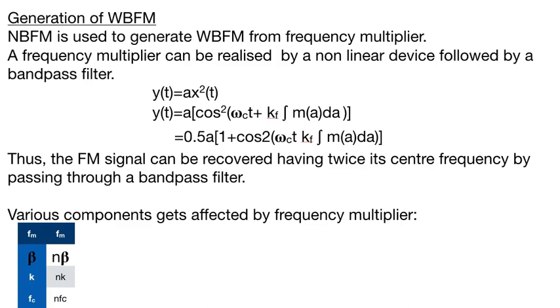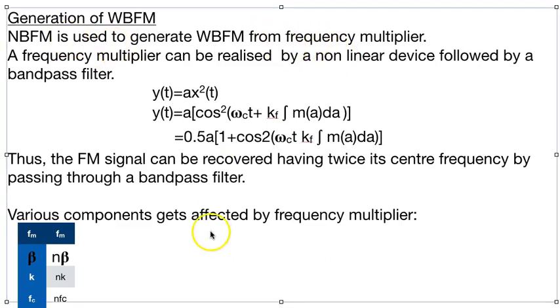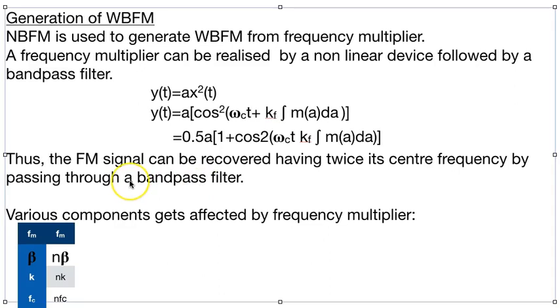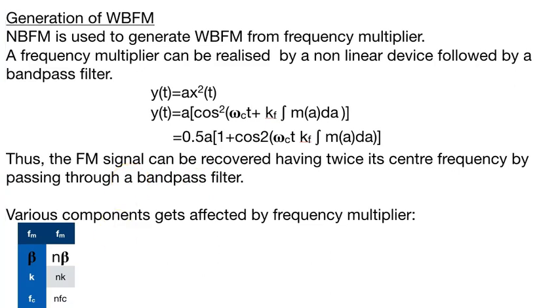Next is the generation of a wideband signal. For generation of a wideband signal, we use a frequency multiplier. A frequency multiplier is a non-linear device where the signal is squared, and the output has twice its center frequency after passing through a bandpass filter.